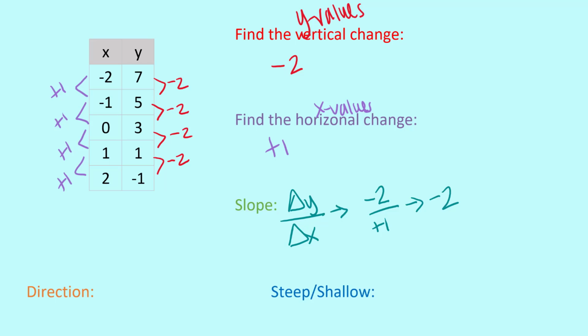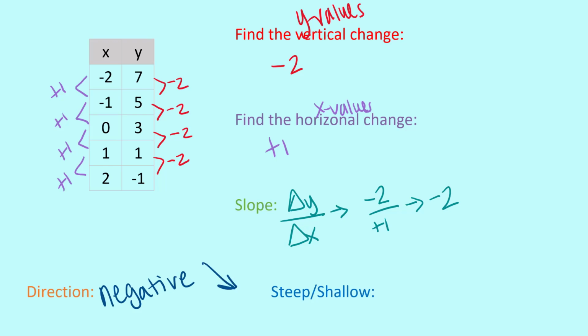Alright, so the direction for this, we're going to just look at which way does it go. Is it a positive slope? Is it a negative slope? This one's a negative slope, so our direction is just going to be negative, which really means that when we go to graph this, our graph is going to go in a downwards direction.